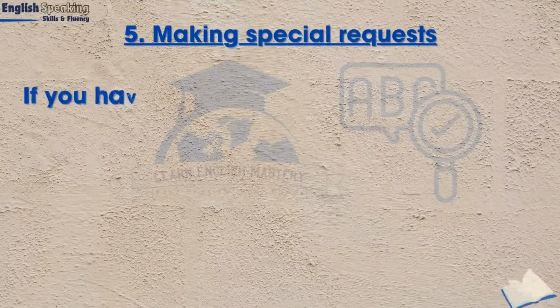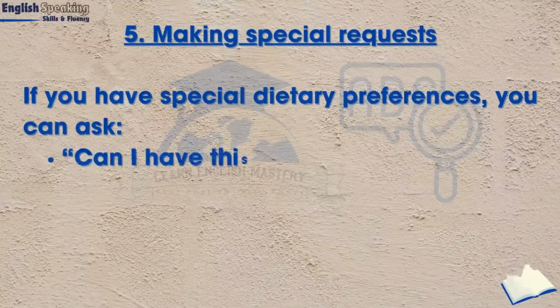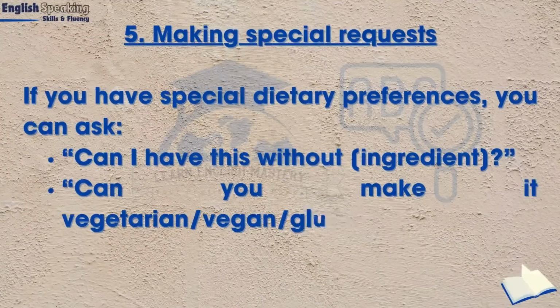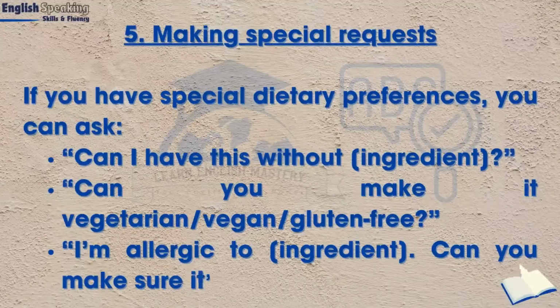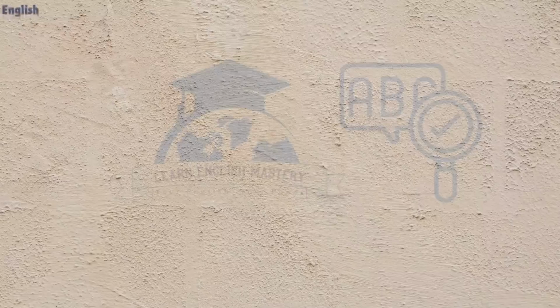5. Making special requests. If you have special dietary preferences, you can ask, "Can I have this without [ingredient]? Can you make it vegetarian/vegan/gluten-free? I'm allergic to [ingredient]. Can you make sure it's not in my dish?"